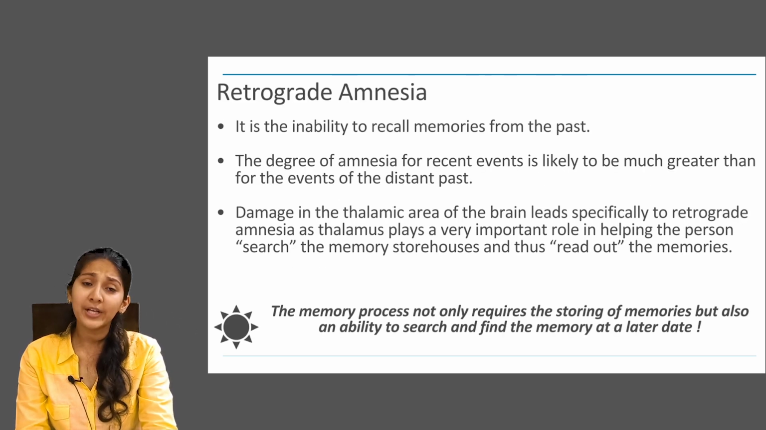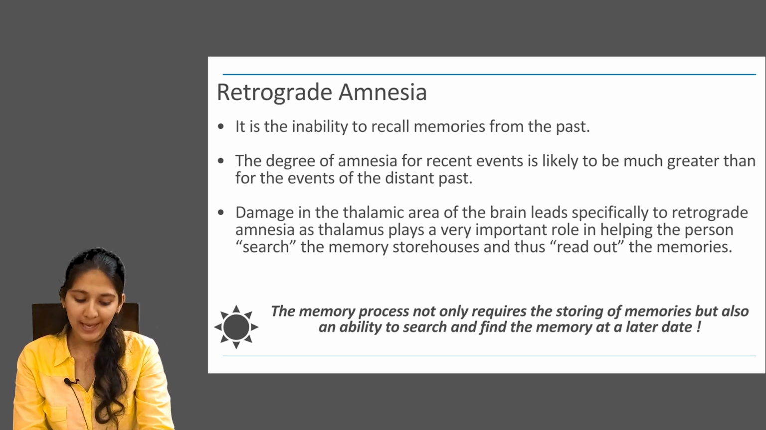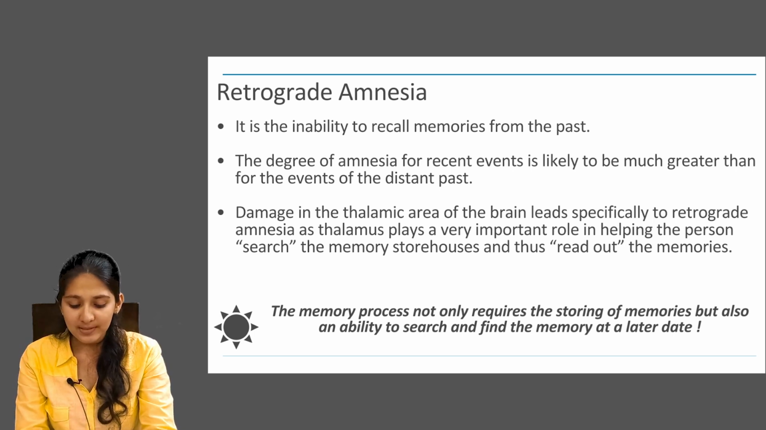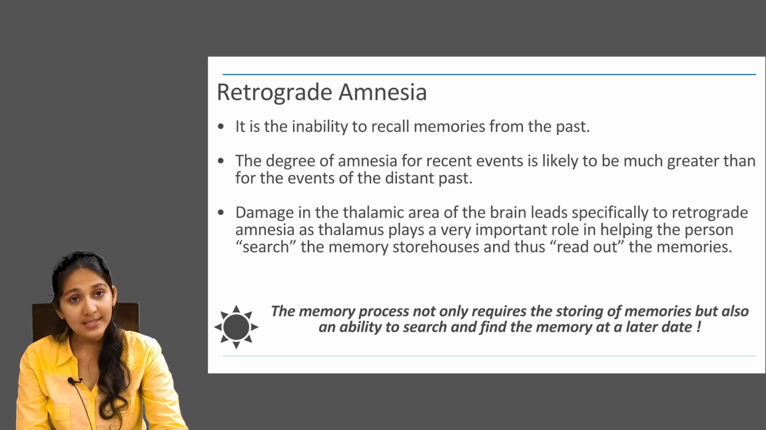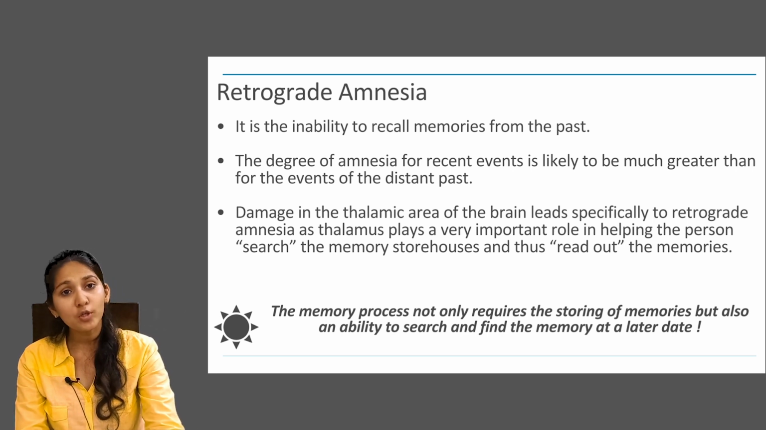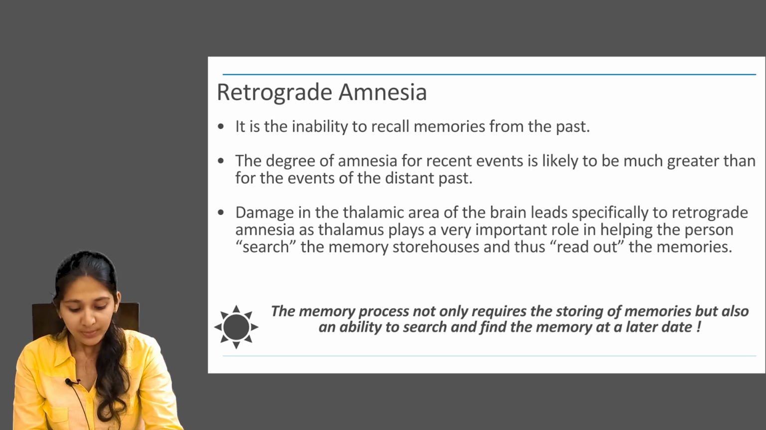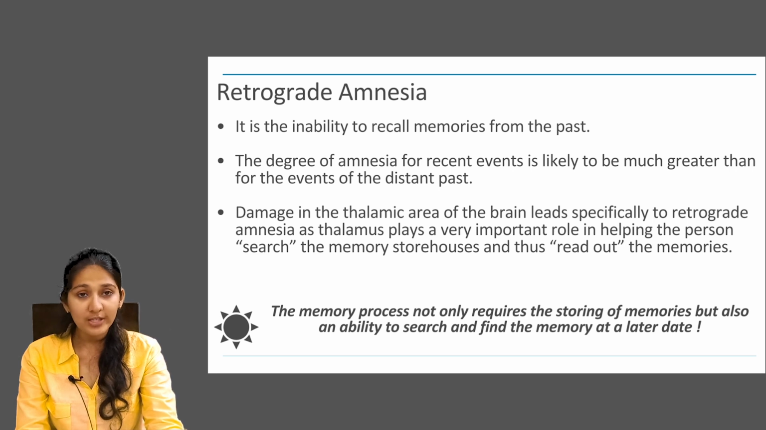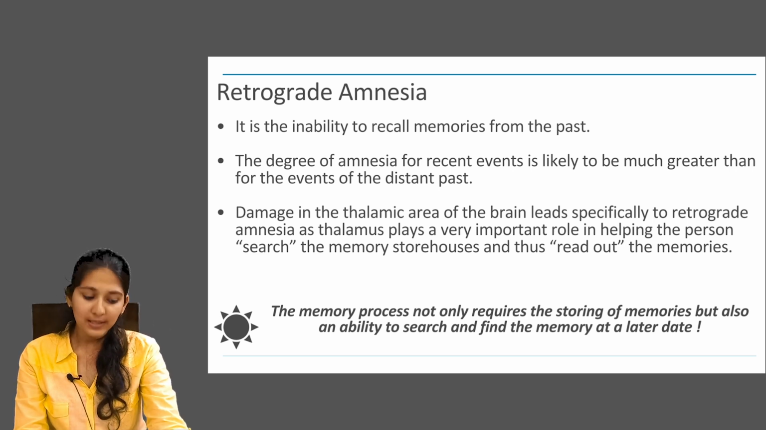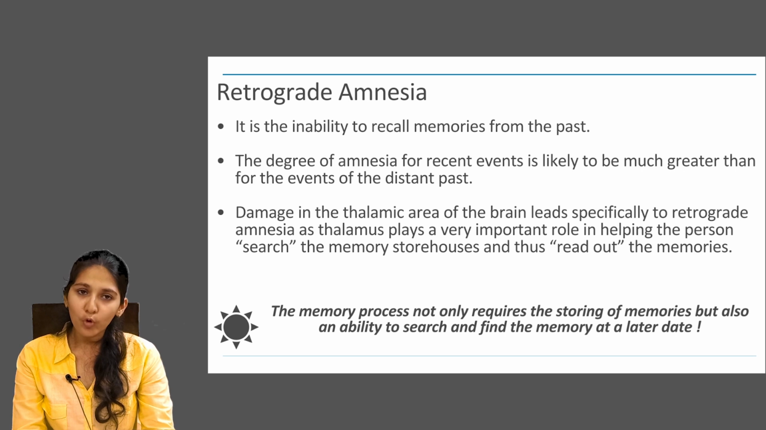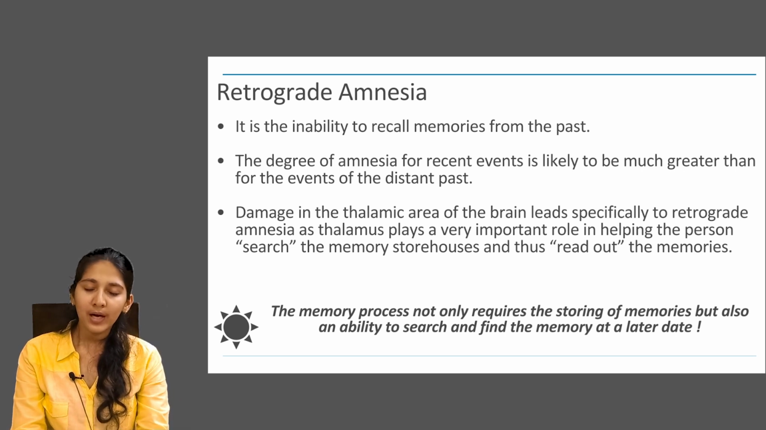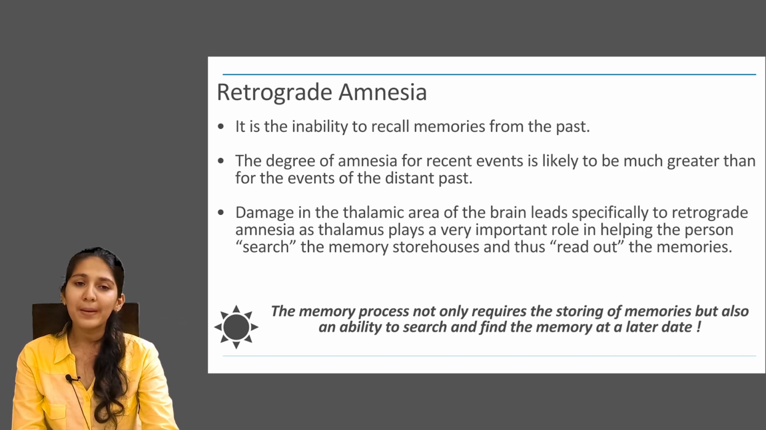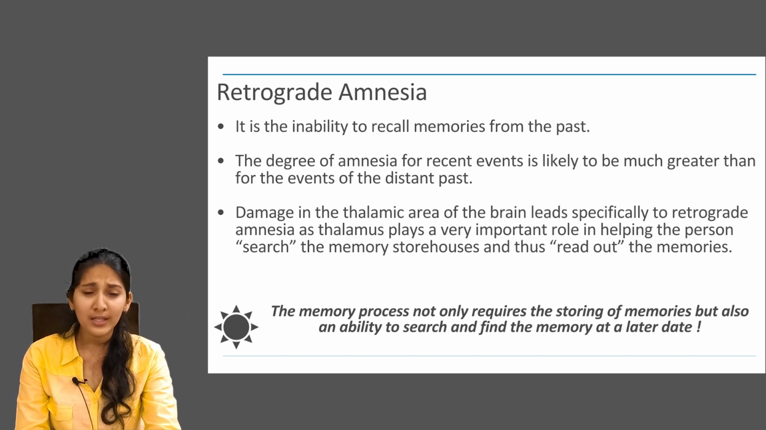The next one is retrograde amnesia, which is just the opposite to anterograde amnesia. It is the inability of the person to recall memories from the past, which implies from now on the person will not be able to recall memories which are stored in the past. The degree of amnesia for recent events is likely to be much greater than for the events of distant past. That is, the memories which are of recent past will be more under amnesia as compared to the memories which are of distant past, because the memories of distant past are by now stored into a very deeper gradient of the brain.